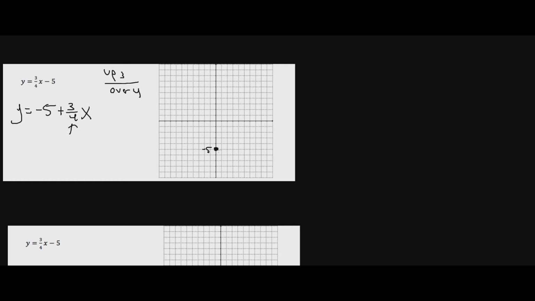We're going to add. So that means we go up 3. 1, 2, 3, up 3 over 4. 1, 2, 3, 4. Up 3. 1, 2, 3 over 4. 1, 2, 3, 4. There it is. And we can do it the other way. Down 3, 1, 2, 3 over 4. 1, 2, 3, 4. And we get this line right here. And we can quickly sketch it.